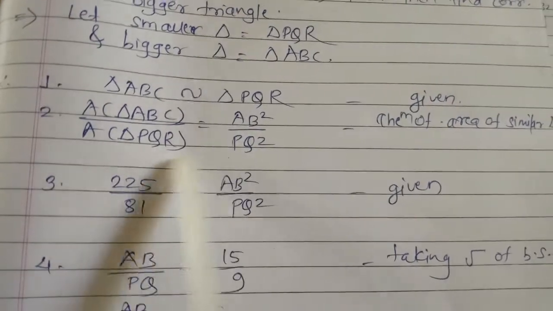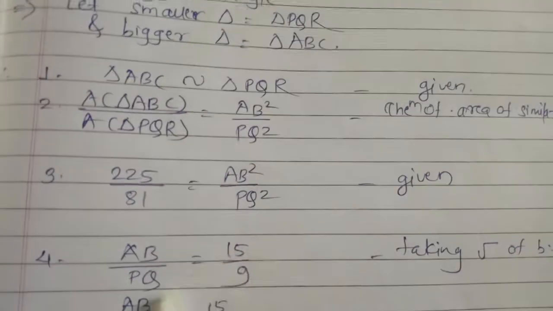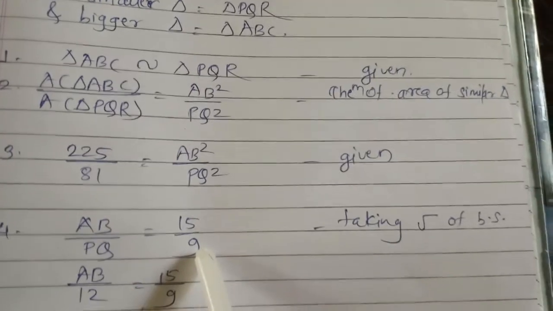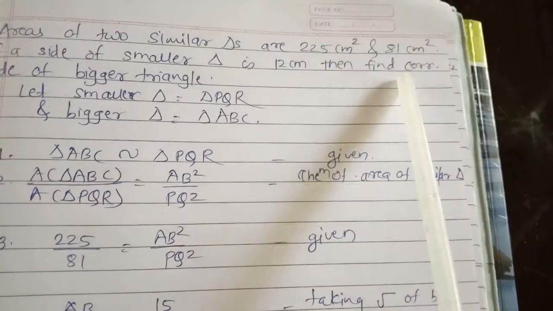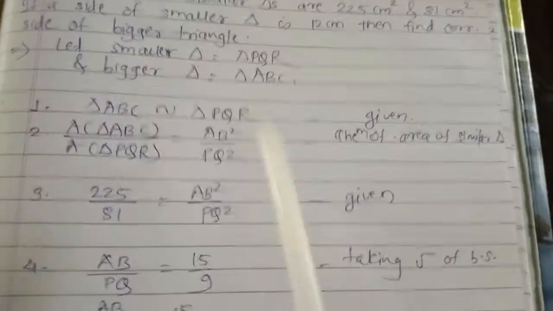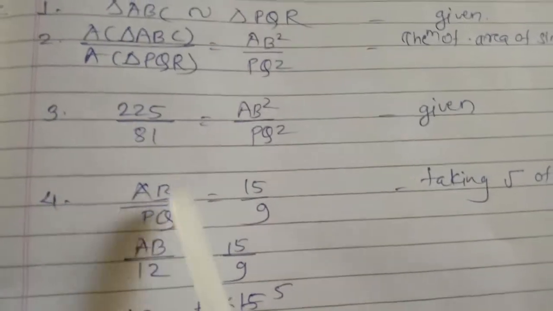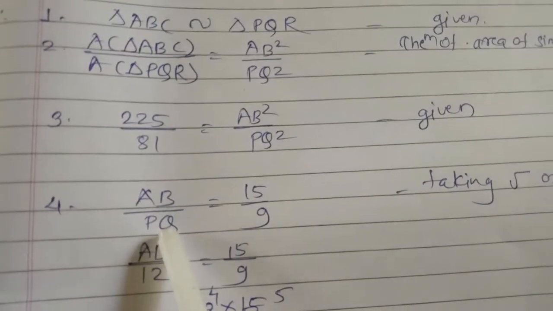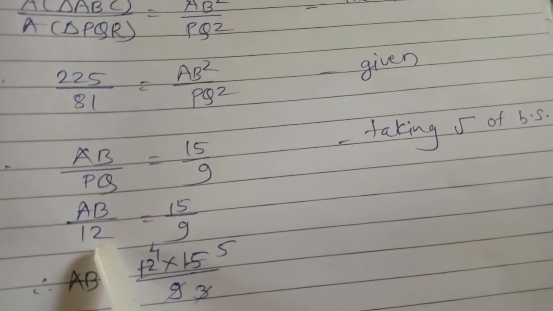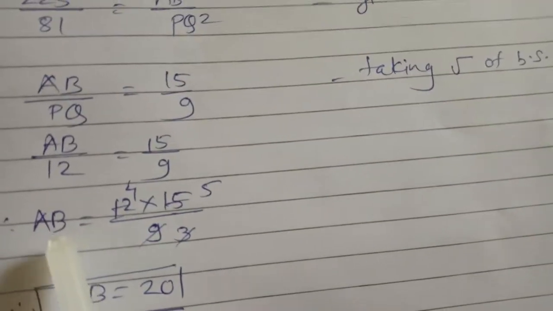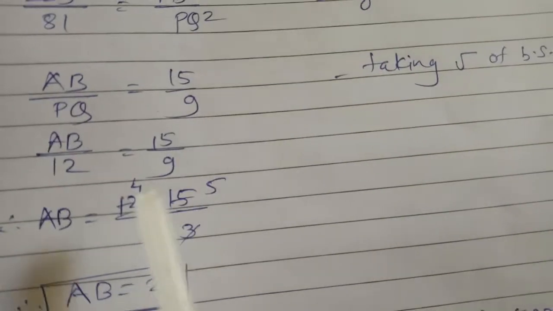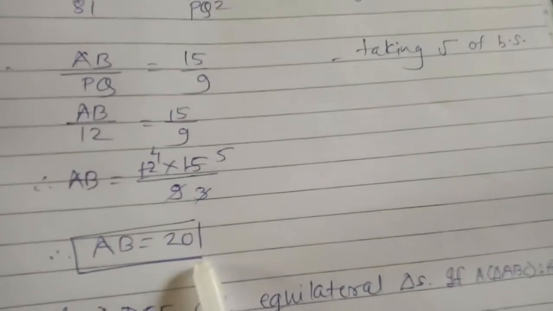Now we are going to take the square root of both sides. So we get AB upon PQ is equal to 15 upon 9. Now the side of the smaller triangle is given, and we have to find the corresponding side of the bigger triangle. This one is the bigger triangle and this one is the smaller triangle. The side of the smaller triangle is given, that is 12. So we put the value of PQ as 12. Now taking the cross, that is 12 into 15 upon 9. So we can find the value of AB: 3 3s are 9 and 3 4s are 12. By solving this we get AB is equal to 20.